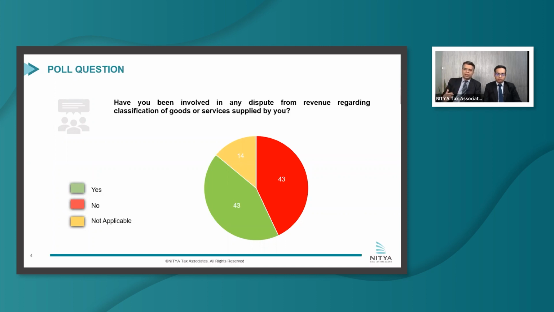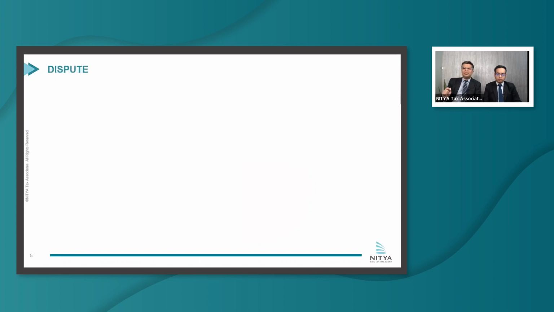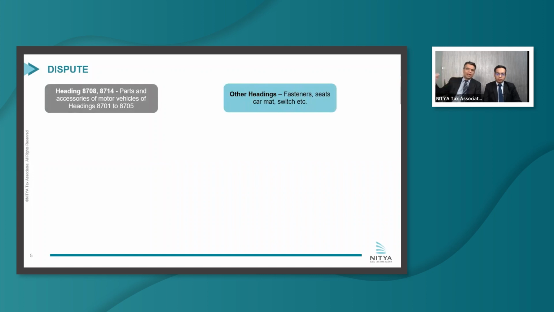Whatever is being followed by the taxpayers, let us say in the present times, might be a long-standing practice, and is now being disputed by the department. Now, understanding why this dispute is there and why there has been a further increase in these disputes in the past some time, there are two headings, or I'll say one heading and a residual category, which we may consider. Most of you must be aware that the parts and accessories of motor vehicles either fall under 8708 or 8714. For motorcycles, it is 8714, and for others, it is 8708.